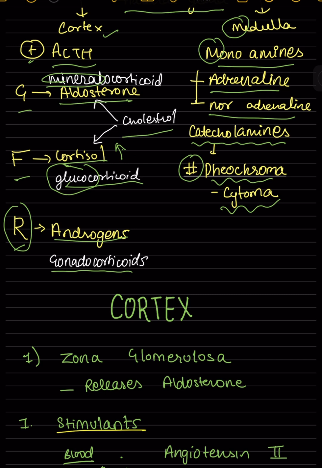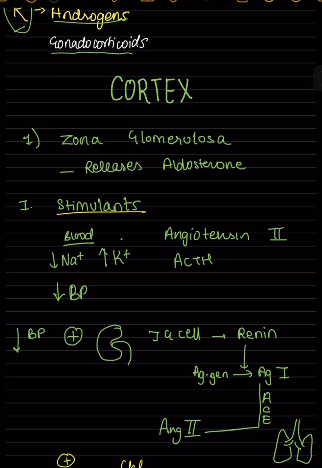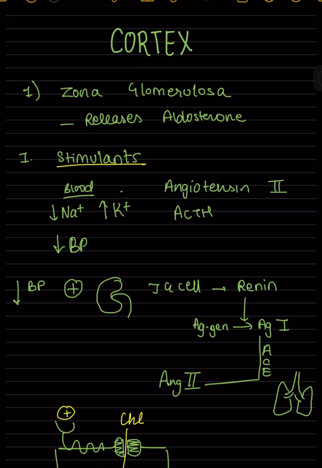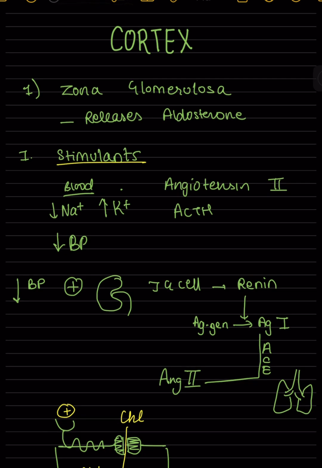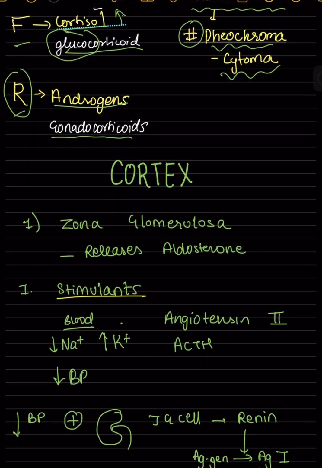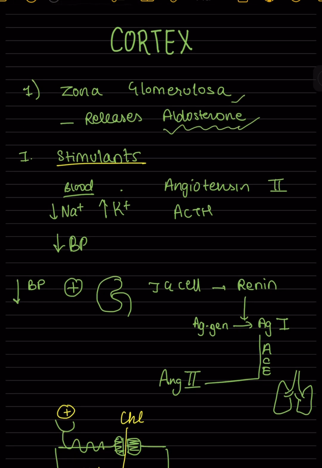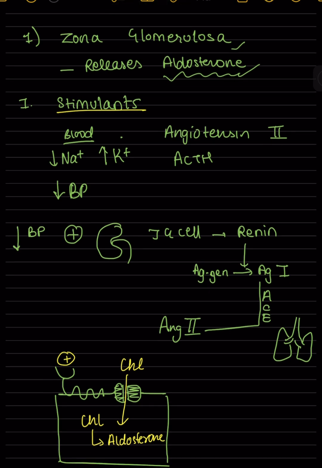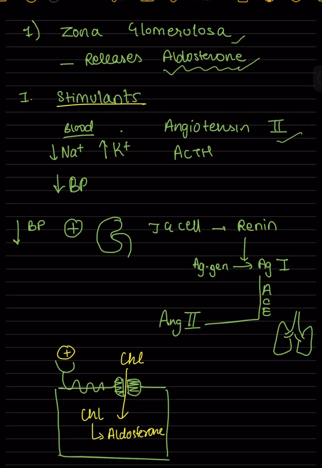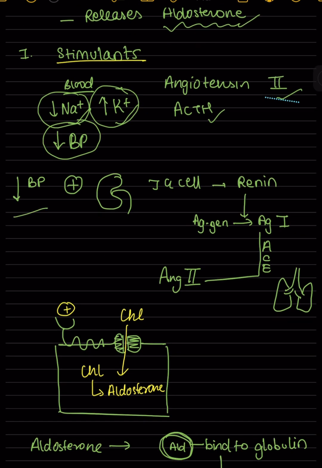The cortex, as we know, is divided into three parts: GFR, zona glomerulosa, zona fasciculata, and zona reticularis. The zona glomerulosa produces aldosterone. So let's see aldosterone. First of all, what are the stimulants? Its main stimulants are angiotensin 2, low sodium level in blood, high potassium level in blood, and ACTH. Low sodium and low potassium levels in blood decrease the BP. Decrease in BP is sensed by the kidney as a decrease in GFR, and it stimulates the JG cells.